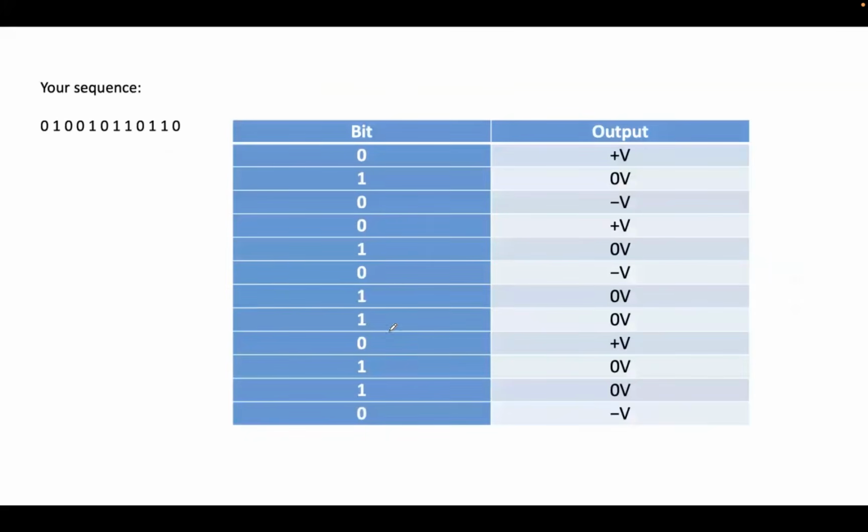So this is the table format. When we get 0, it should be positive. When we get the second 0, negative. Third 0, positive. Fourth 0, negative, and so on. For all ones, it should be 0 only.